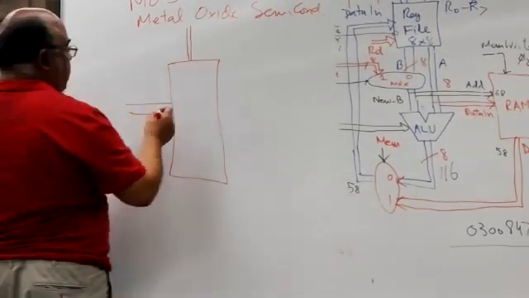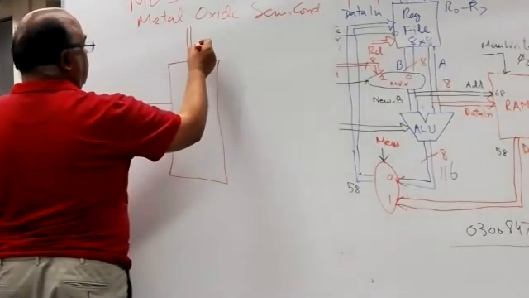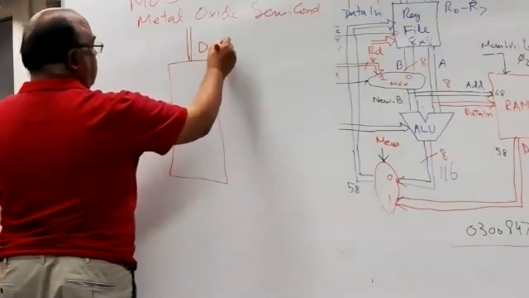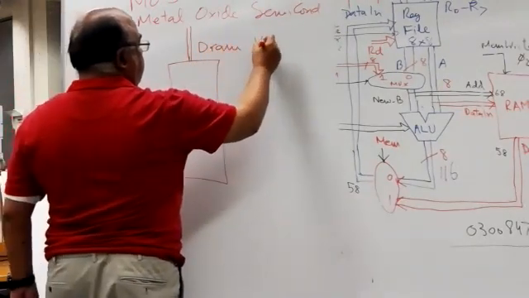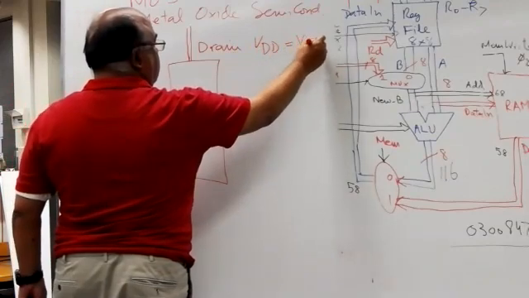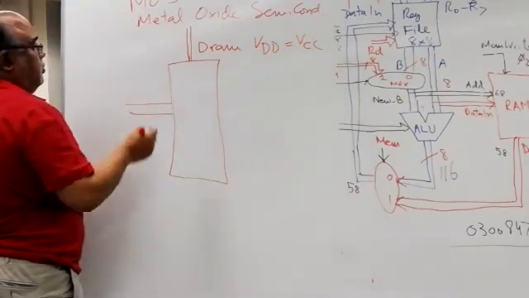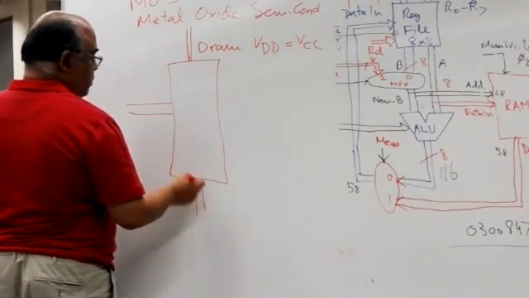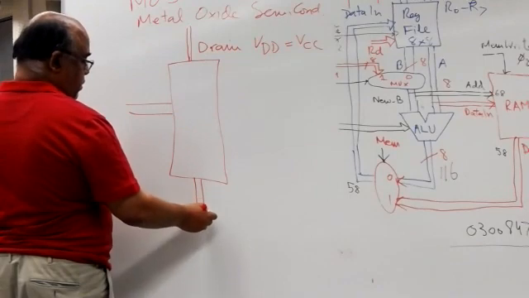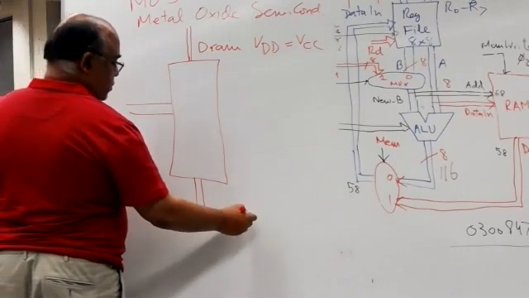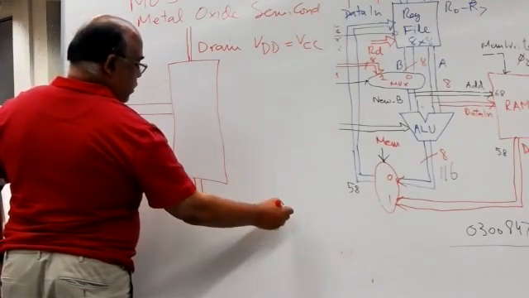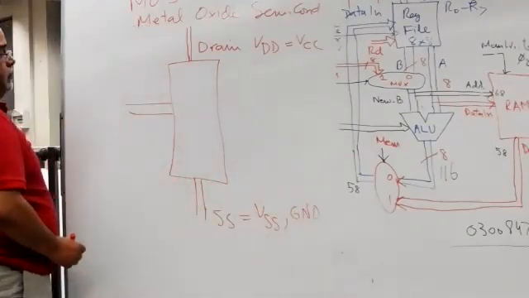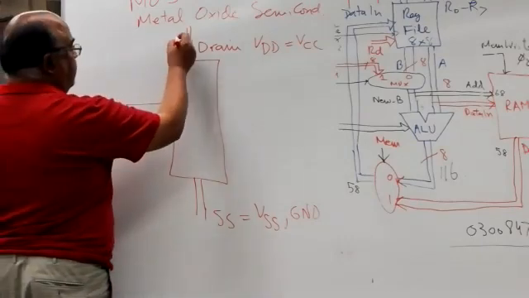So this has three components. One is called drain, which is like VCC. Drain is VDD equal to VCC in bijunction transistor. I'm not going to explain bijunction transistor. So this is our source, which is equal to VSS, which is also called ground. So these are metals.